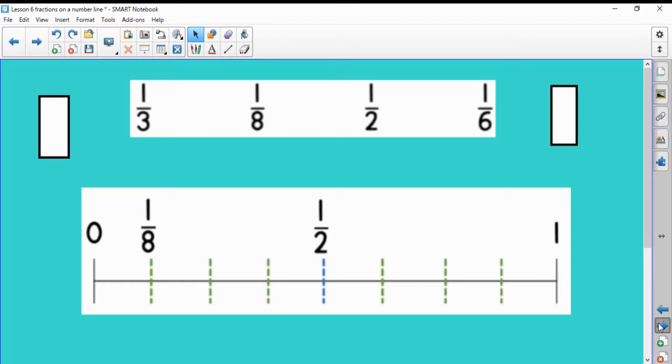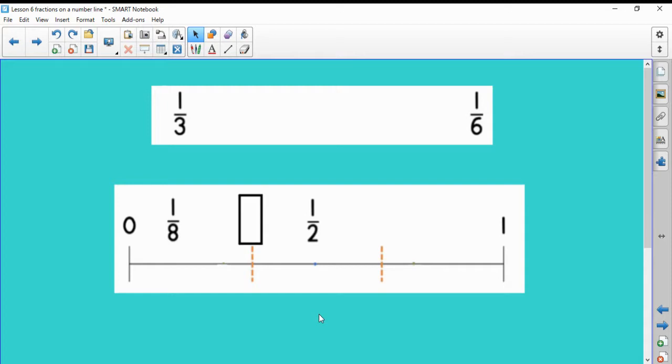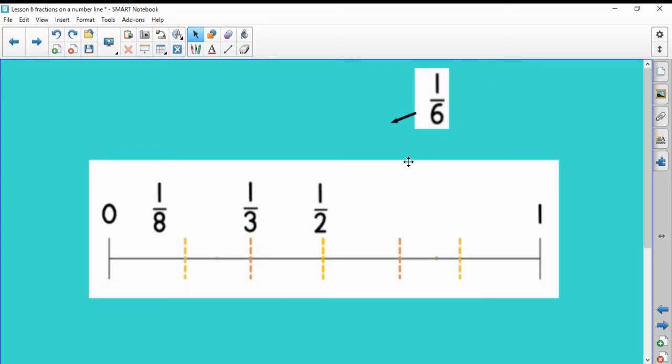Let's take away the quarters and let's divide the line into thirds. 1, 2, 3 equal parts. Now I can place the third on the number line. If I've got thirds, if I split the third into half, what will I have? Yes, I'll have sixths. So now I can place the sixth on the number line.